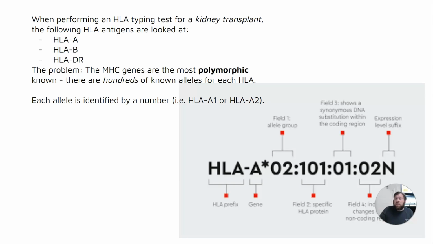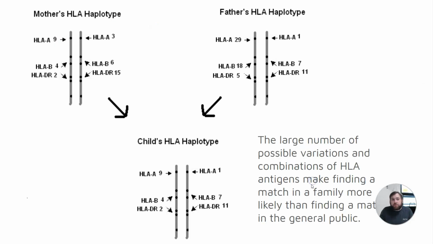There are dozens and dozens of different kinds of these alleles that can be expressed for each of these sites. So each allele has to be identified by a number. And you can see here, HLA-A1 or HLA-A2 are just two versions, two alleles that are possible at the HLA-A site. And you can see that there are dozens and dozens of those available, and they're very complicated in naming. The large number of these possible variations and combinations of these HLAs make it really hard to find just a match out of thin air.